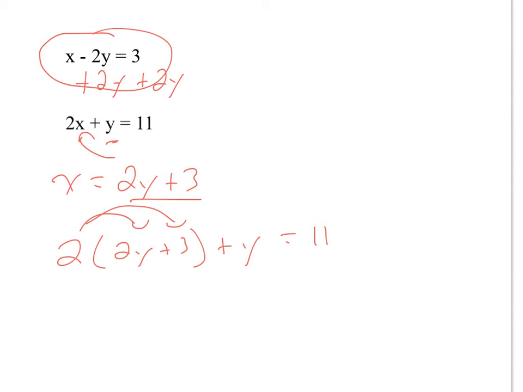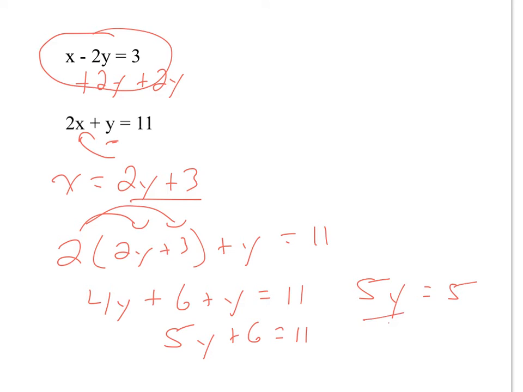2 times 2y is 4y. 2 times 3 is 6, plus y is equal to 11. It looks like I now have 5y when I combine like terms. Plus 6 is equal to 11. I'm going to subtract 6 from both sides. I get 5y is equal to 5. So therefore divide by 5, divide by 5. Y is equal to 1.